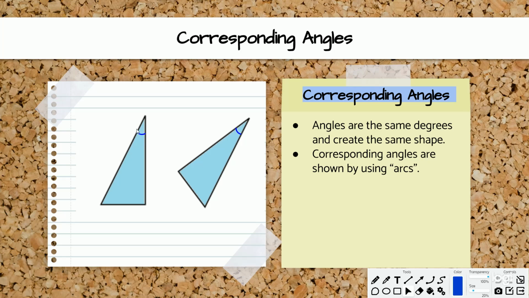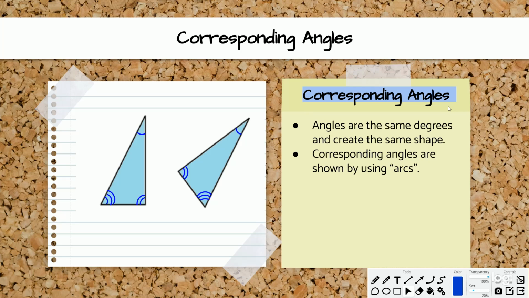So here we have an arc showing this angle degree, and the matching angle degree also has one arc. Just like the ticks, it just has one. The next one is going to have 2 arcs, and the corresponding angle is also going to have 2 arcs because of the same degrees. And then the last one is going to have 3 arcs, and then its corresponding angle is going to have 3 arcs. So having the arcs will show you that it's the same angle degree.